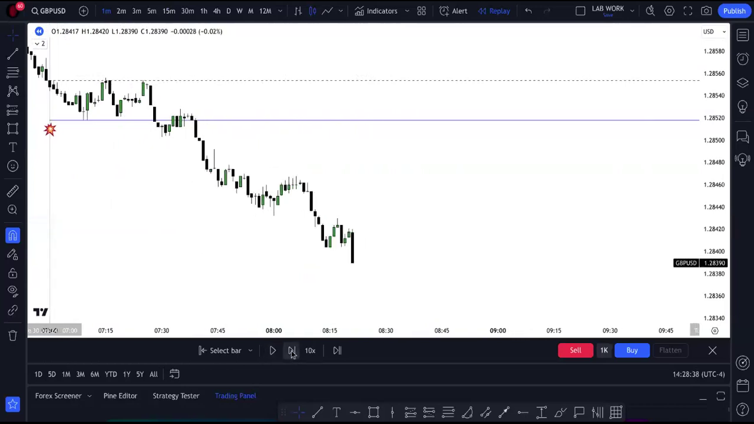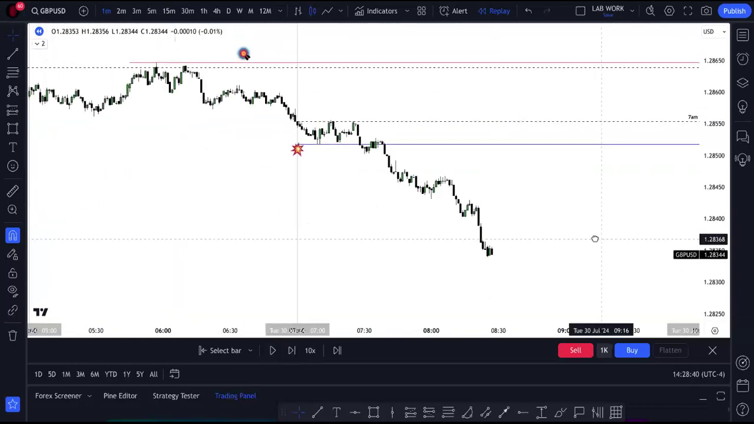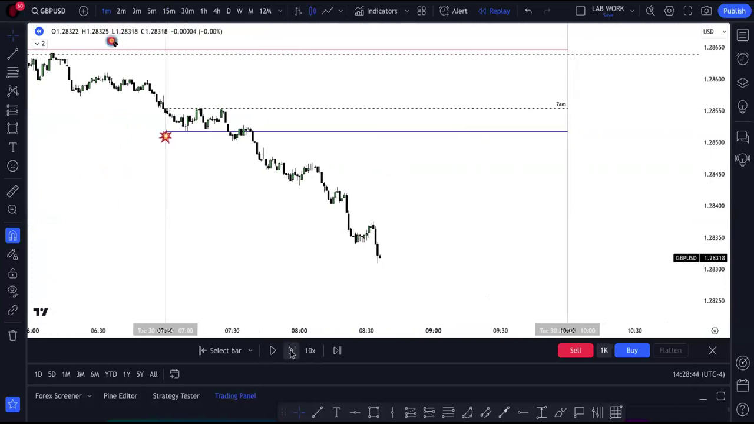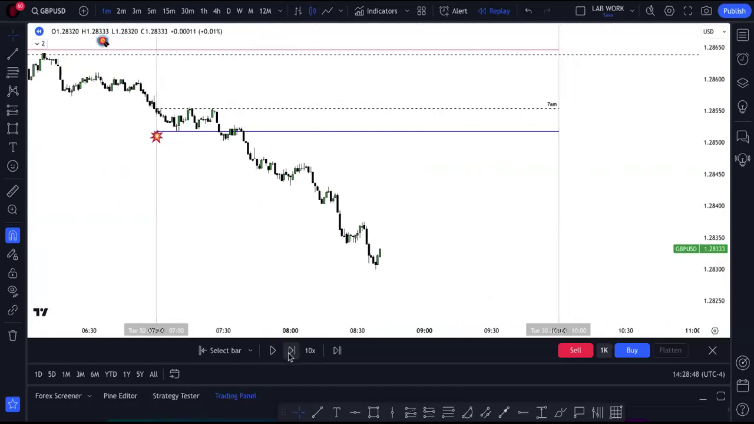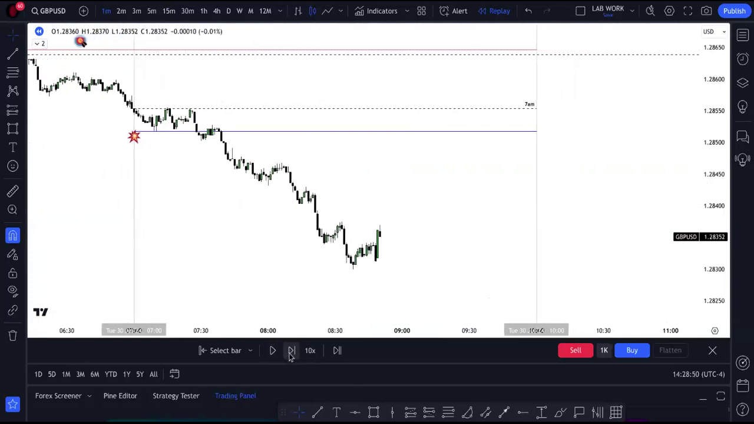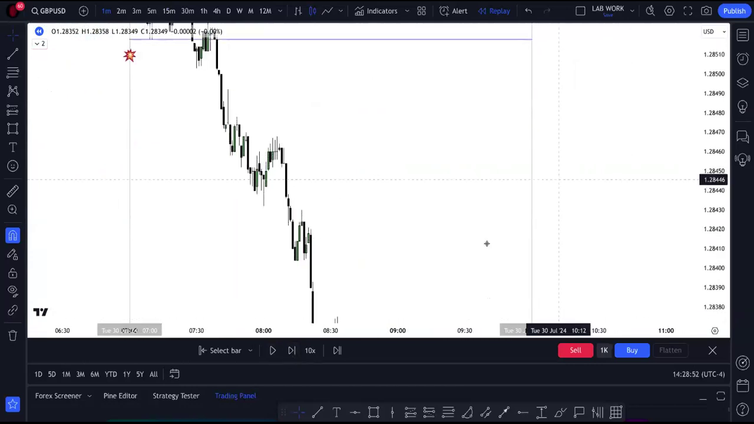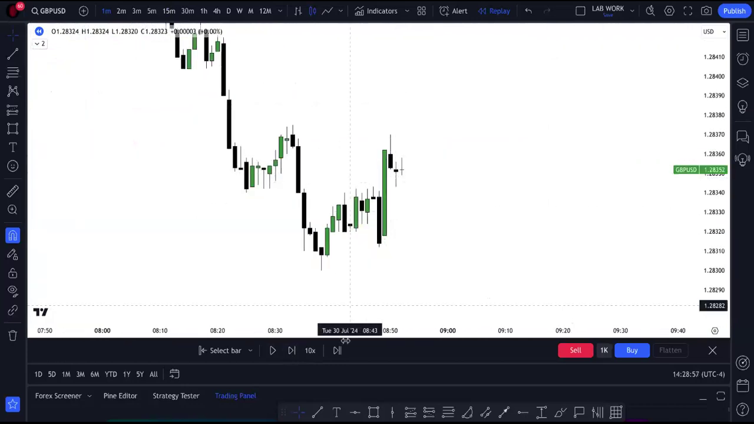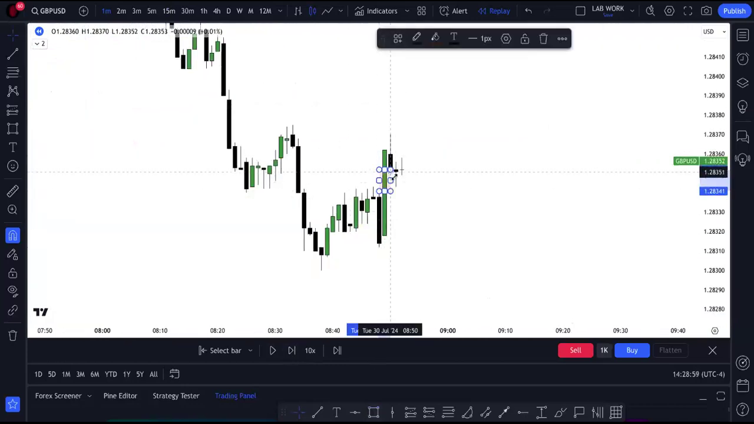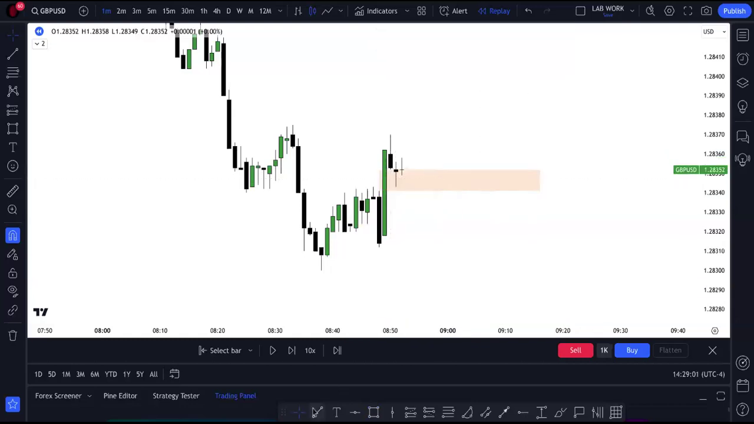Let's keep playing it forward, and it drops. It keeps dropping. It drops. But we don't chase this. Most people may say, I want to sell because it's dropping. That's up to them and their discretion. Right here is our entry. It just tapped right into it. There goes your fair value gap. There goes your swing high.